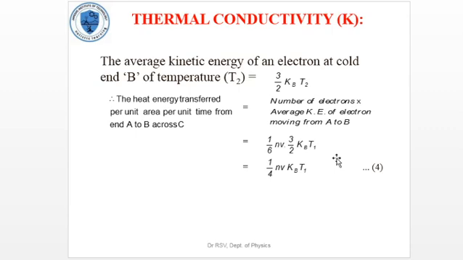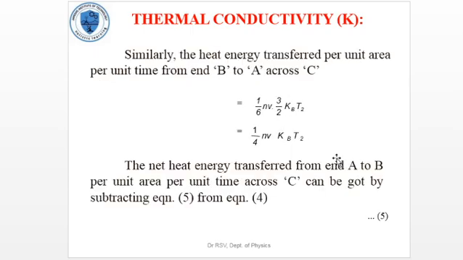The heat energy transferred per unit area per unit time from end A to B across C is equal to number of electrons into average kinetic energy of electron moving from A to B, equal to 1 by 6 into NV into 3 by 2 kb into T1. That is equivalent to 1 by 4 NV into kb into T1. Similarly, the heat energy transferred per unit area per unit time from end B to A across C is equal to 1 by 6 into NV into 3 by 2 kb into T2. That is equivalent to 1 by 4 into NV into kb into T2.